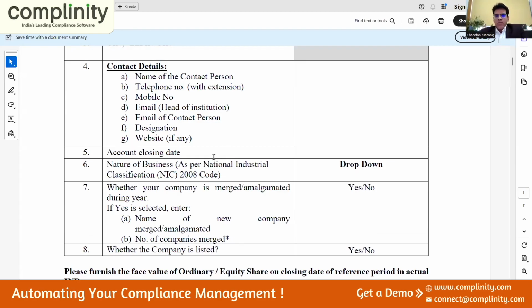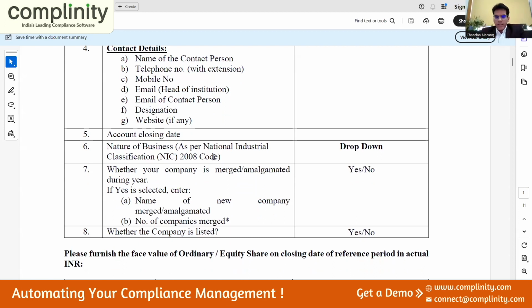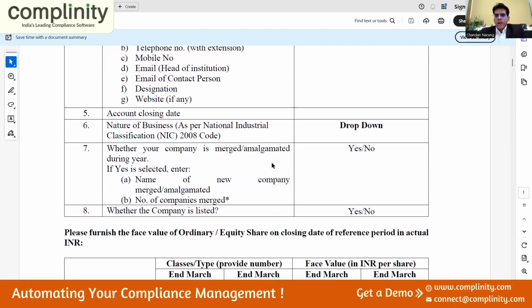Account closing date: generally it is 31st of March, but there are certain companies who have January to December or any other financial year, so we need to provide our account closing date. Even if the account closing date is different from 31st of March, as Ankita clarified, we still need to provide information on the basis of 31st March only. That is the reporting date which RBI considers for FLA. Nature of business activity: you will find a drop down here. You have to select your activity. If you have more than one activity in your company, select the activity which has major revenue.